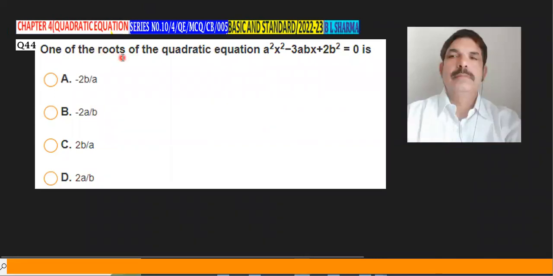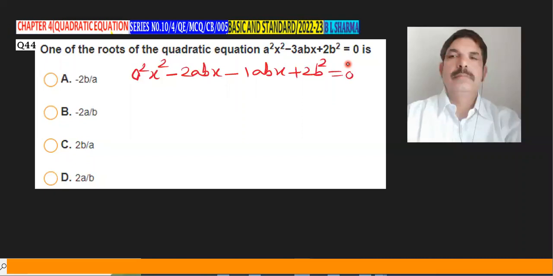One of the roots of the quadratic equation a square x square minus 3abx plus 2b square is equal to 0 is. What we have to do here, we have to factorize by splitting the middle term. तो इसको हम लिख सकते हैं, देखिए a square x square minus 2abx minus 1abx plus 2b square is equal to 0.